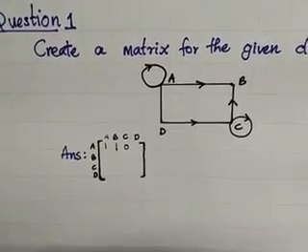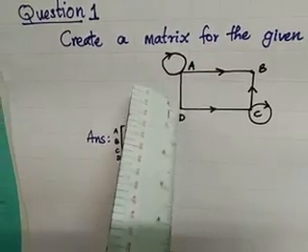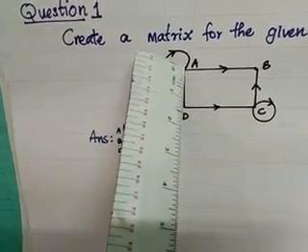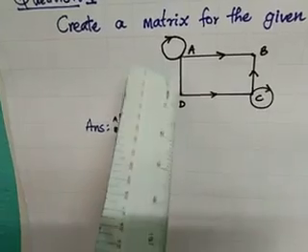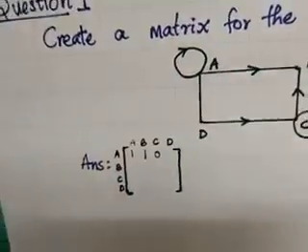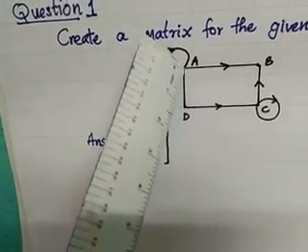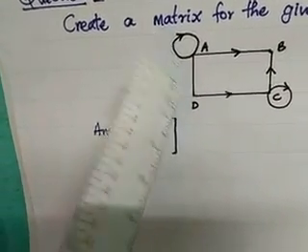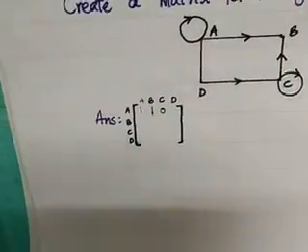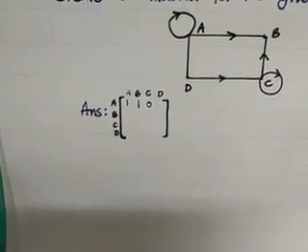Next A to D. Yes, there is a connection. Here you can see no arrow mark. No arrow mark means it is bidirectional. A to D as well as D to A is possible, right? So that we have already mentioned. A to D there is a connection, because no arrow mark means bidirectional. A to D is possible as well as D to A also. So A to D is 1.